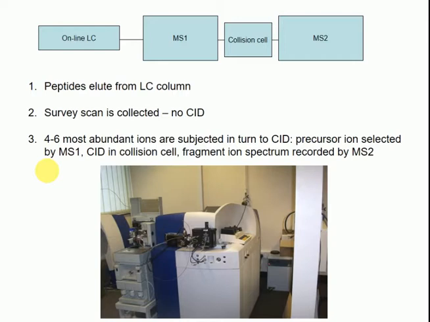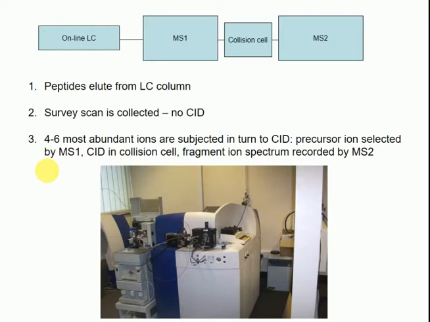And the first stage is to collect what's known as a survey scan. That tells us what peptides are coming off the column at that time. It's like a peptide mass fingerprint, but at a particular retention time, so retention times from the LC column. That gives us the masses of the intact peptides. And remember, when I was talking about intact peptides, I mean the proteolytic peptides. I don't mean the intact proteins. So we've got the mass of the intact peptides.